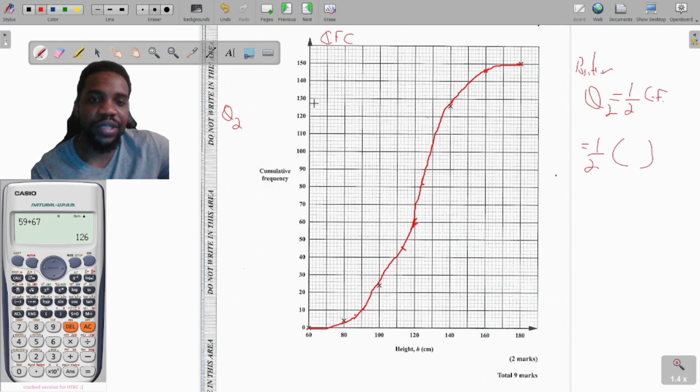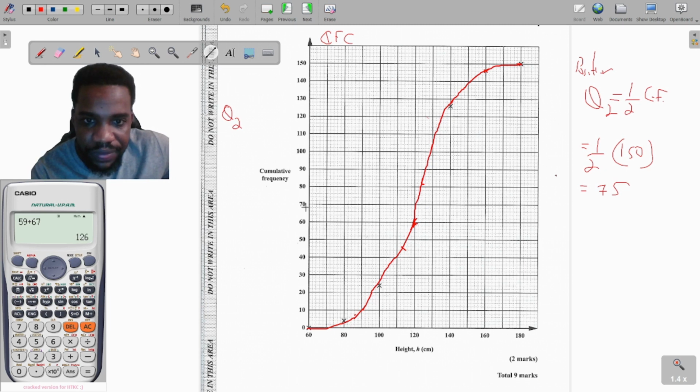And bear in mind that the cumulative frequency is on the y-axis, always. So a half of 150, which would be 75. Now, this is not my median. This is the position of my median. So before you can find the median, we have to find the position. Now I need to find 75 here. So look at what I'm going to do. I'm going to get my line, and I'm going to go to 75.